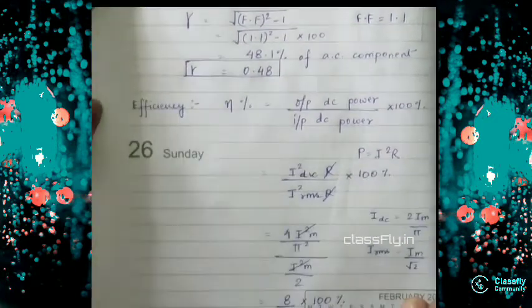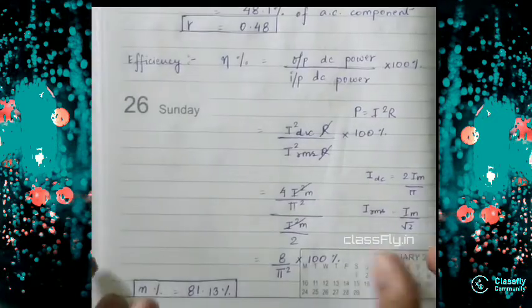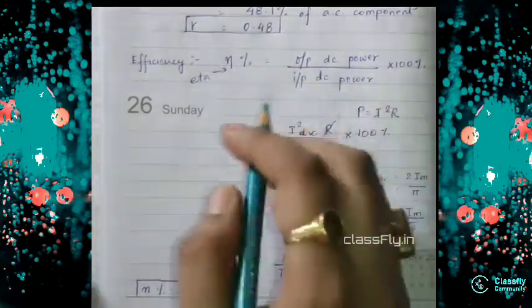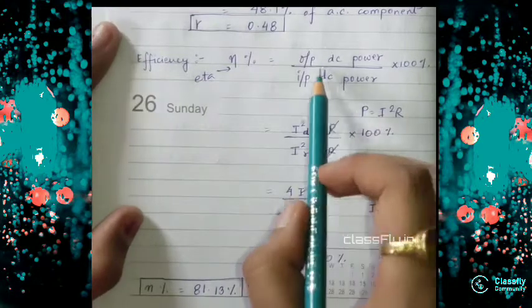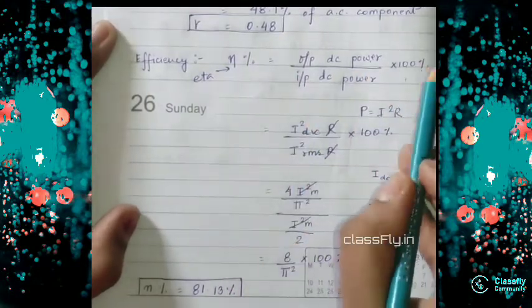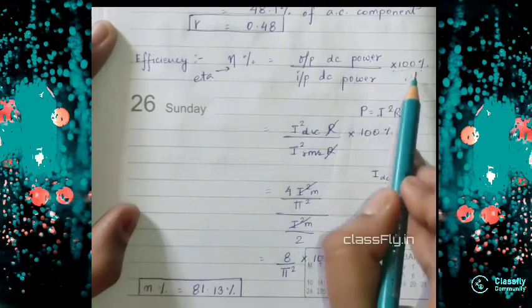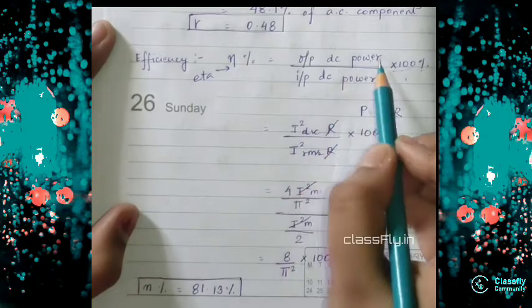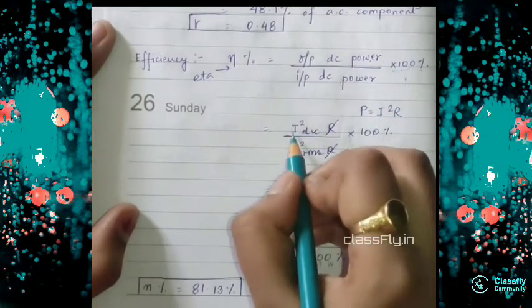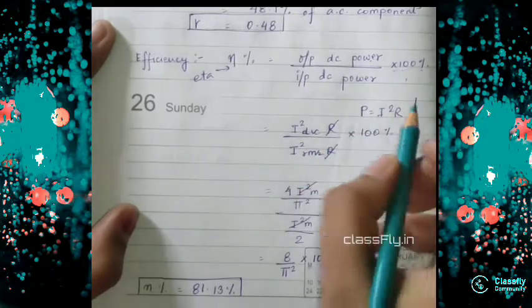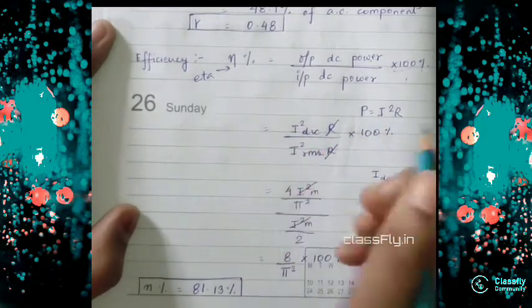Now let's solve the efficiency for the full wave rectifier. We denote efficiency as eta percentage, and this is the ratio of output DC power to input power, multiplied by 100 for percentage. Output DC power here means the DC current into R.